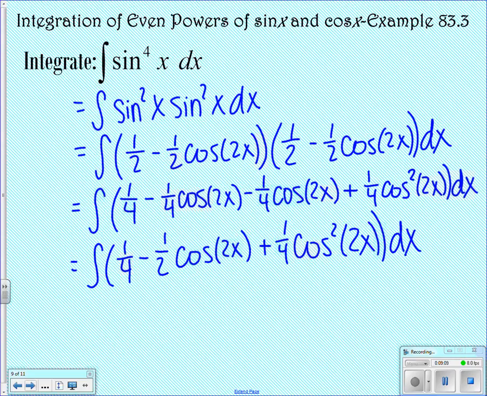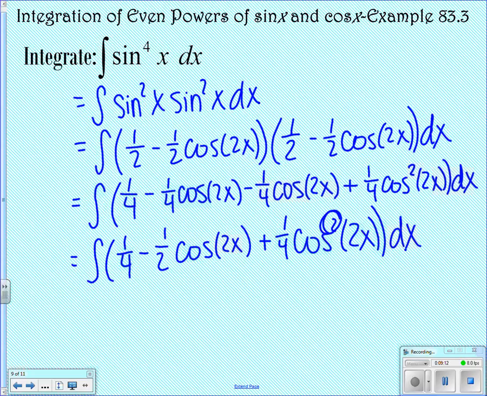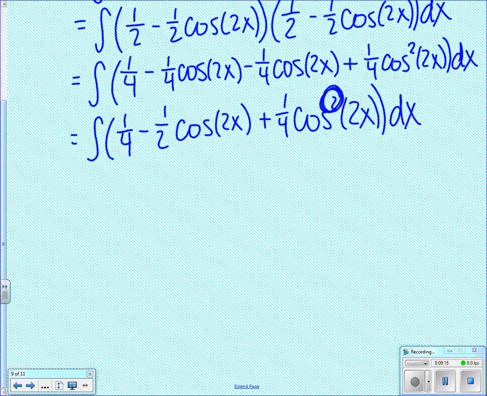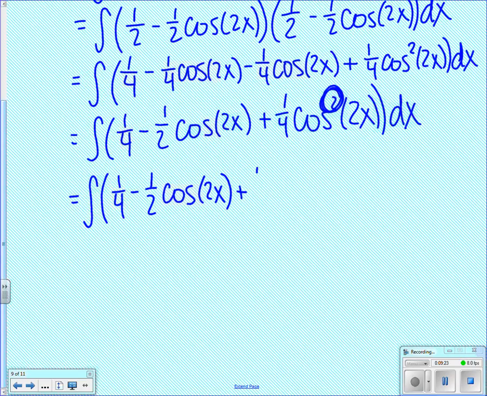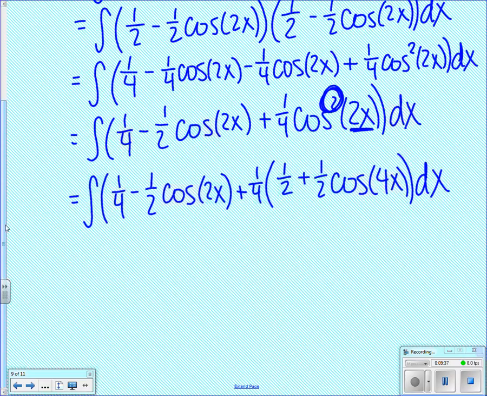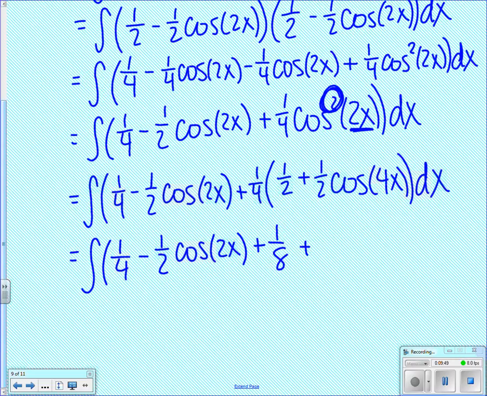So what do we have to do on this one? What do you see? Unfortunately, we have a squared still, so we've got to replace it. So I'm going to have 1/4 minus 1/2 cosine of 2x, and then plus 1/4, and instead of cosine squared of 2x, I'm going to put 1/2 plus 1/2 cosine of 4x. Don't forget to multiply that 2x here by 2. And so now we're going to distribute. I have 1/4 minus 1/2 cosine of 2x plus 1/8 plus 1/8 cosine of 4x.